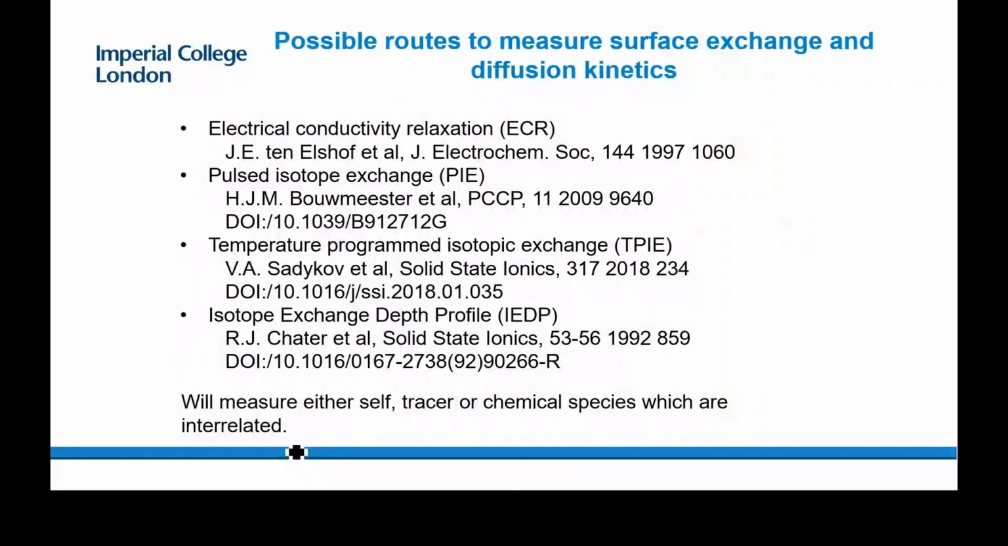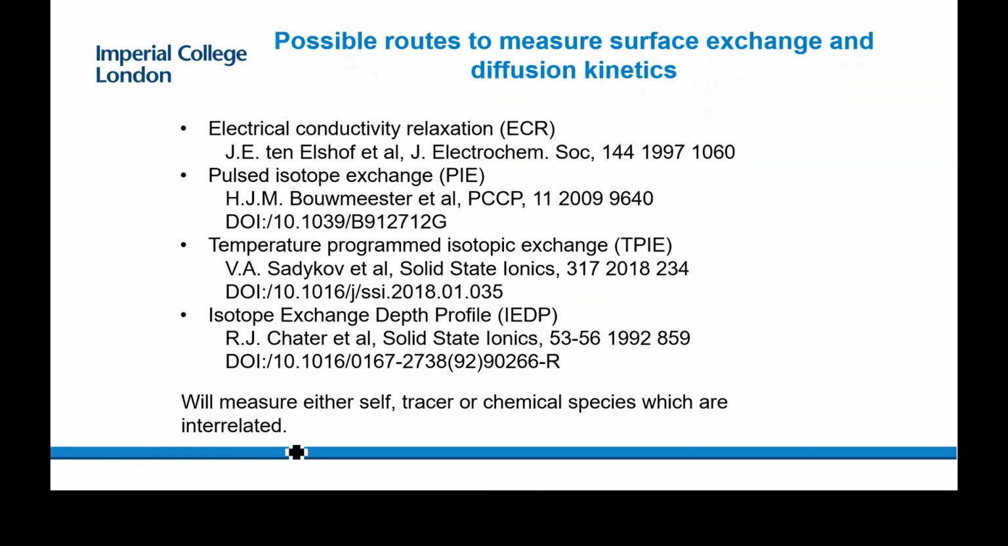There are other ways in which you can extract these diffusion and surface exchange kinetics. So one of the possibilities is to use electrical conductivity relaxation. Conductivity relaxation relies on a fast switching of gas. So you'll measure a DC conductivity potentially, and you'll measure it under different gas atmospheres. You'll switch from one to the other rapidly, and as you switch, you should see a decay. And that decay you can then fit to diffusion processes.